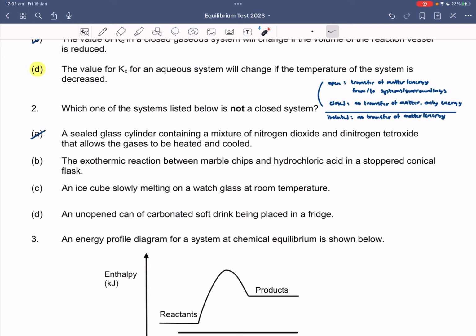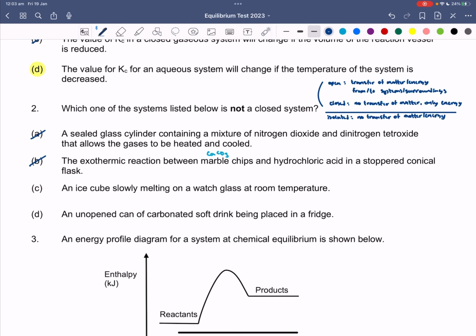The exothermic reaction between marble chips and hydrochloric acid. Now, unless they said the stoppered conical flask, then theoretically CO2 could have escaped. Yes, we could have had CO2 escaping. However, that's what happens, right? Acid plus marble chips, for those that don't know, is just calcium carbonate. So acid plus metal carbonate is salt plus water plus CO2. If it was not stoppered, the CO2 could escape. If the CO2 can escape, we would have said it's an open system because it allows for a transfer of matter, but it is stoppered, so therefore it is a closed system, and therefore the answer is not B.